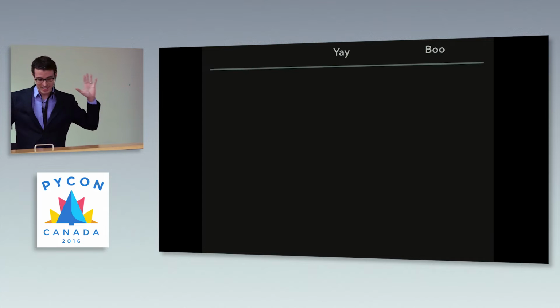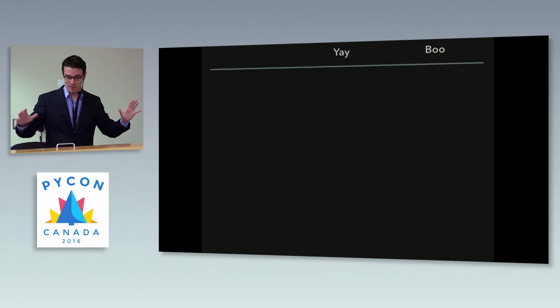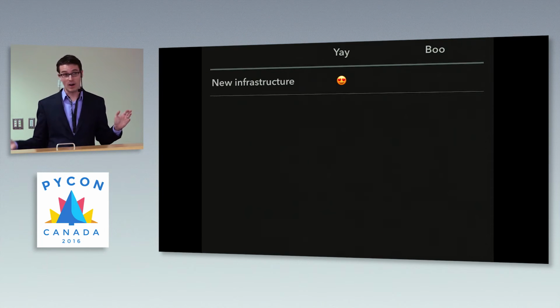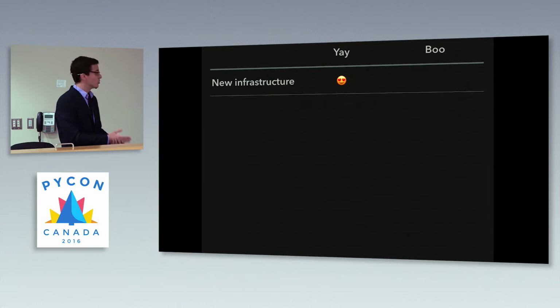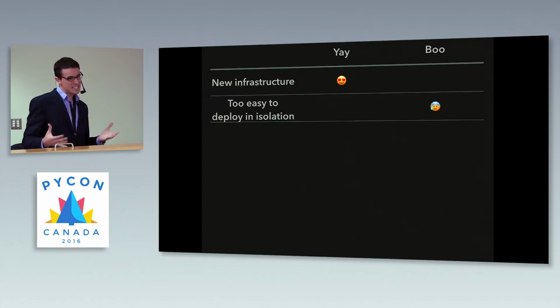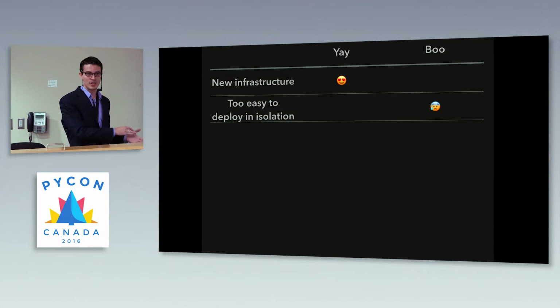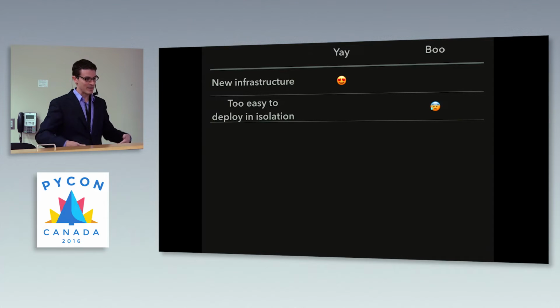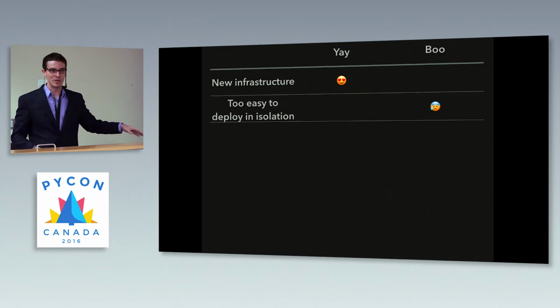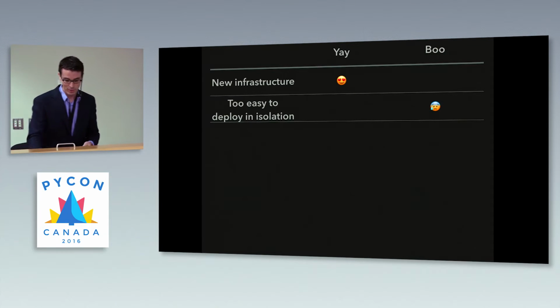So let's step back for a second and see where we're really at with all this. We have awesome new infrastructure. The infrastructure really is incredible. It's doing exactly what's promised. Except it's too easy to deploy in isolation. When your deploys are based on a developer just running curl from the command line, you can have someone in Hamilton and someone in San Antonio doing deploys simultaneously, and you're going to have trouble.